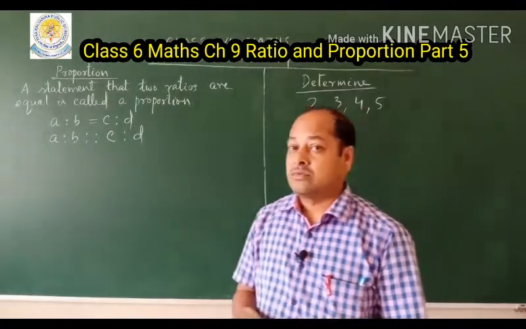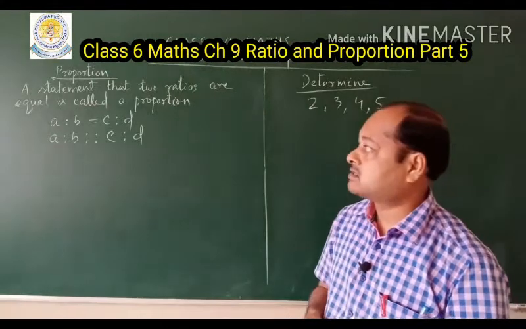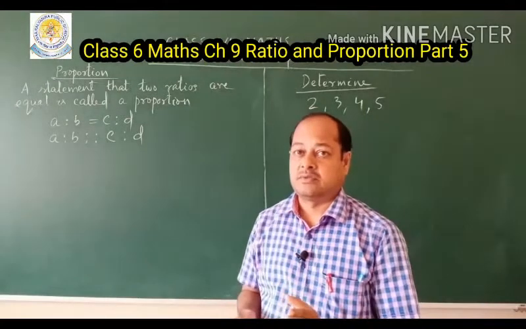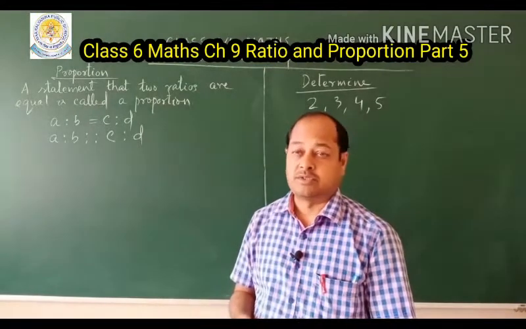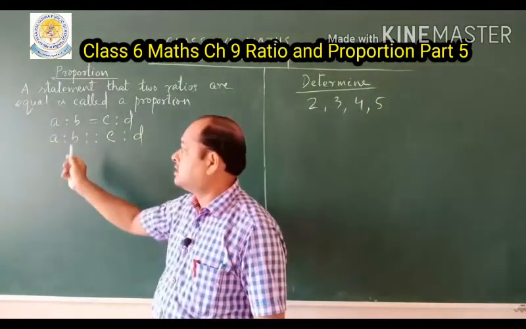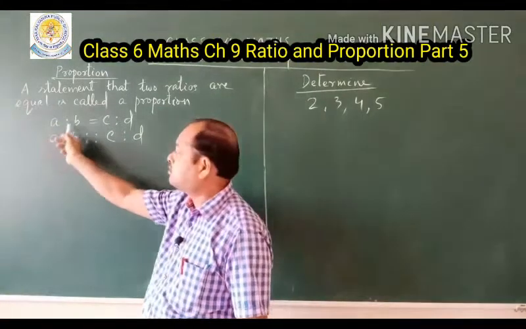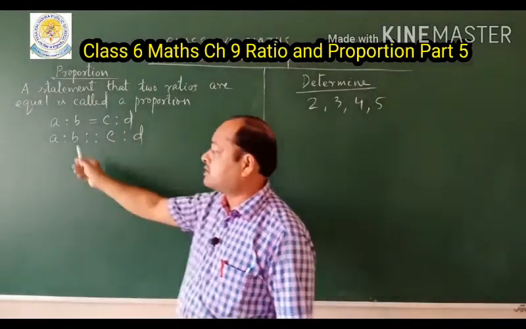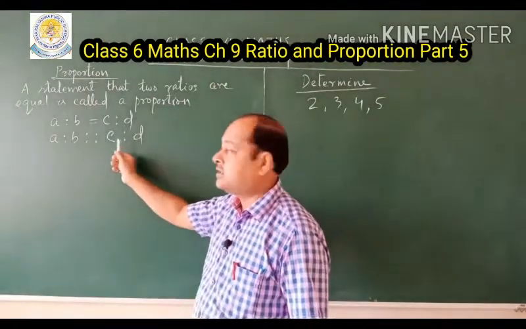Okay, so the definition of the proportion says that a statement that two ratios are equal is called a proportion. You already know what is a ratio. Whenever two ratios are equal, then we can call it a proportion. Okay, how is it, let's see. Suppose A is to B is a ratio and C is to D is a ratio, where A is the first term, B is the second term, C is the third term and D is the fourth term. So whenever A is to B is equal to C is to D, then we can call it a proportion.